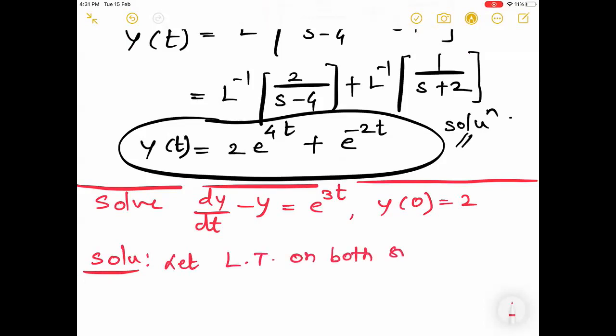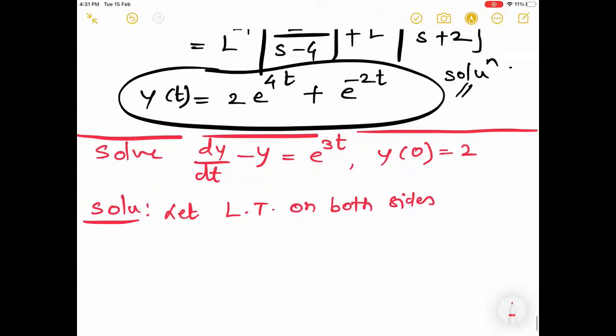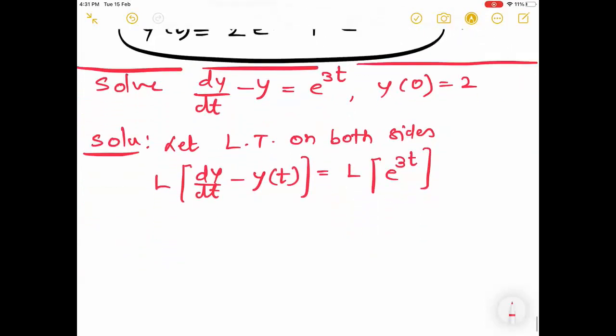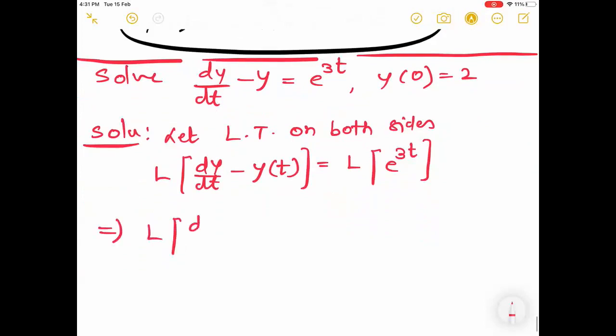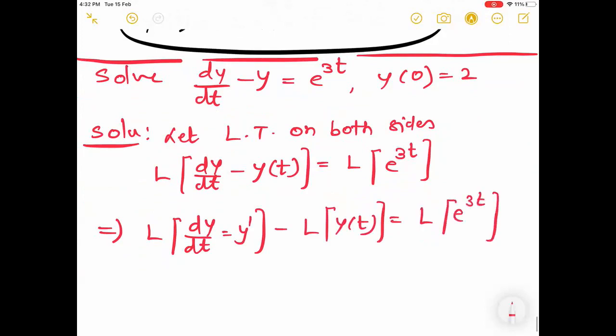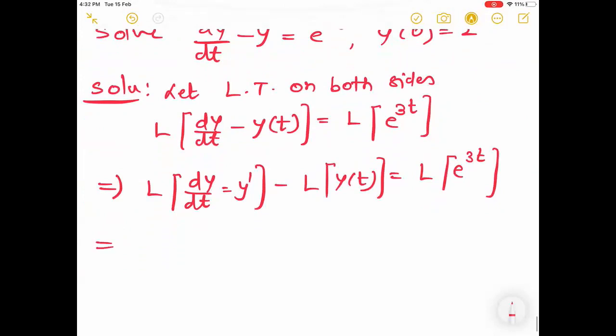We'll take Laplace transform of dy by dt minus y. Minus y means y of t, you can understand. And the right hand side is not 0 now, it is e raised to 3t. So separating two terms, dy by dt means y dash, minus Laplace transform of y of t, is equal to Laplace of e raised to 3t. What do you write for the first term? Tell me now.